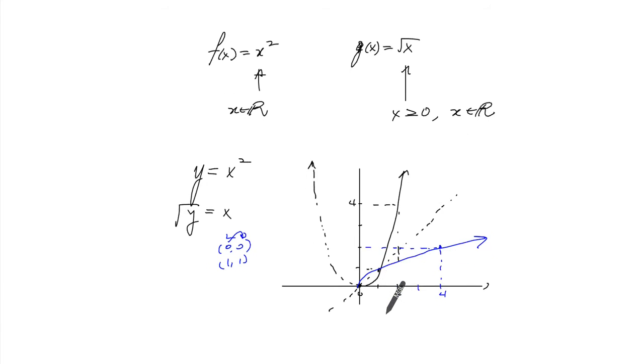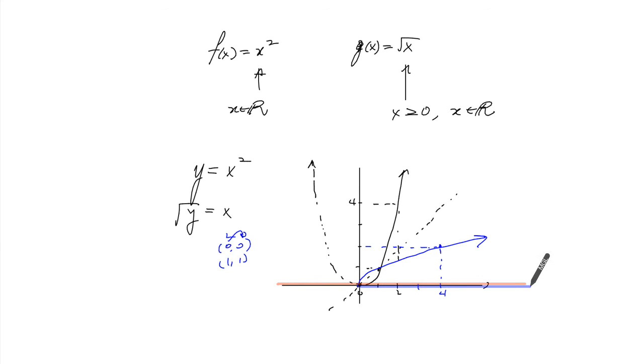Okay, so you can see on this graph, the domain is only x greater than or equal to 0. Of course, for the parabola, it's everything. But for the inverse, we can only consider the positive values.